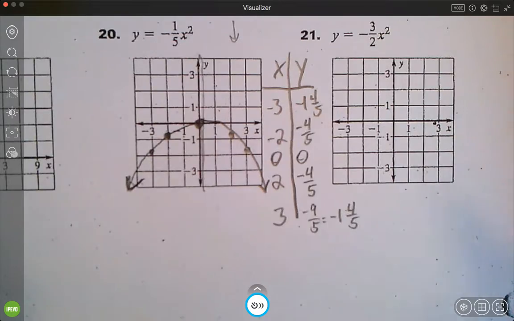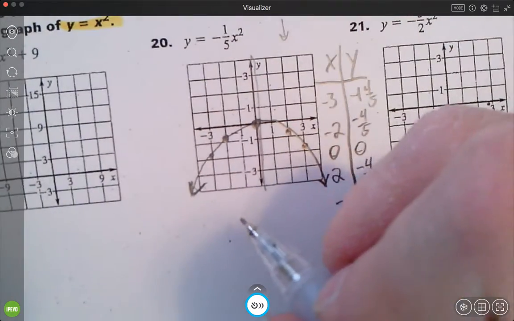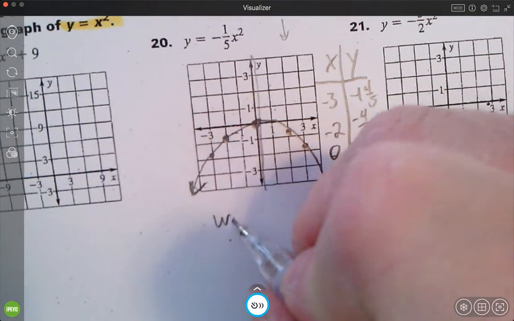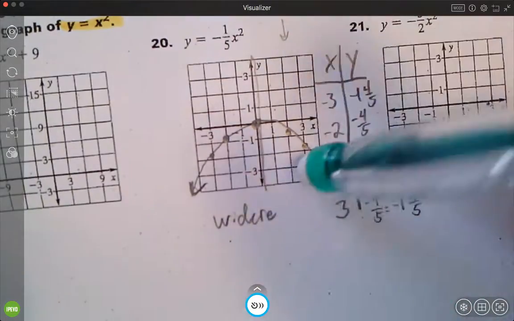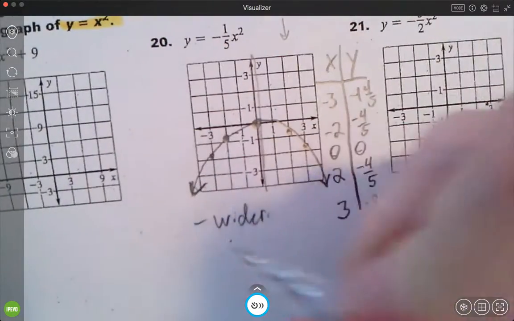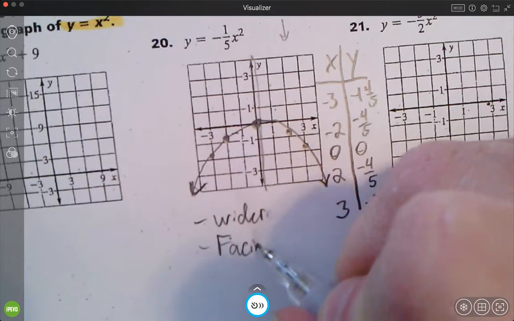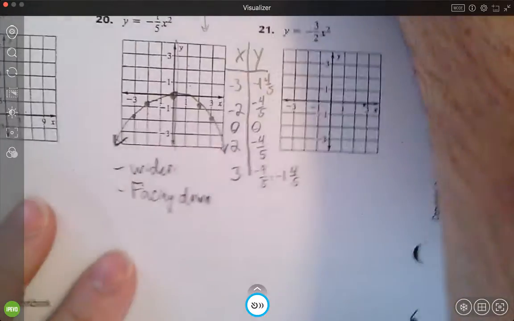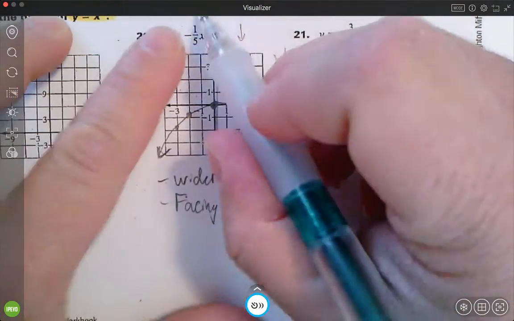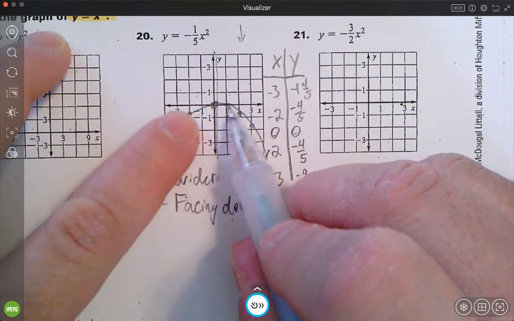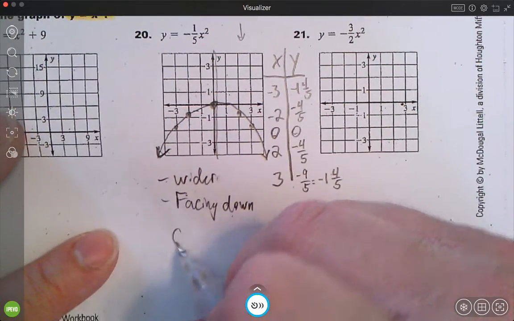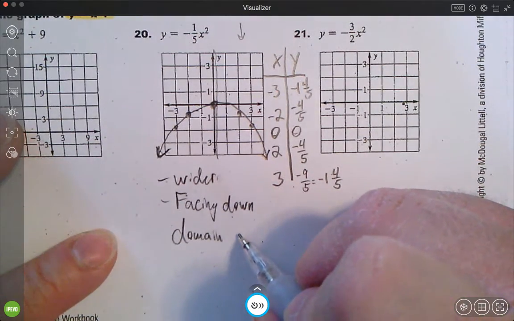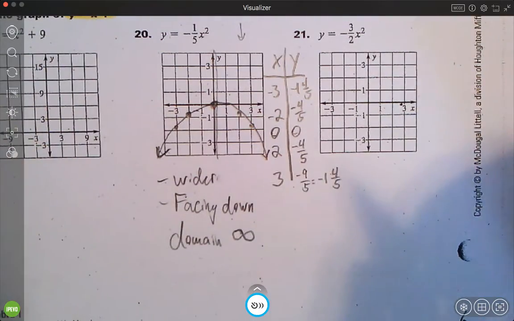Okay, and then the things I'll say about it here, comparing it to y equals x squared, you would definitely say it's wider, facing down in comparison. And then the last thing maybe I would add, if you want to really talk about the domain and range: your domain is all your x values. So your x values, if this went on forever, would cover all reals. So my domain would be, you could write, for all reals, the infinity sign.